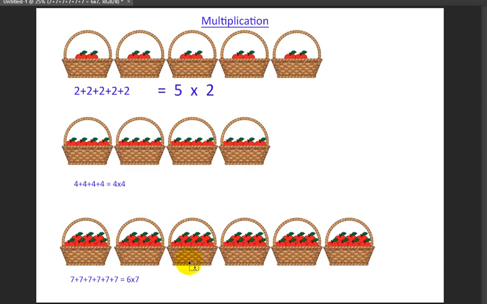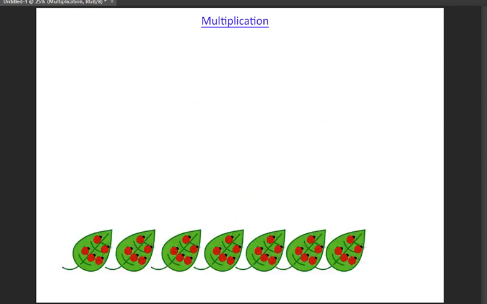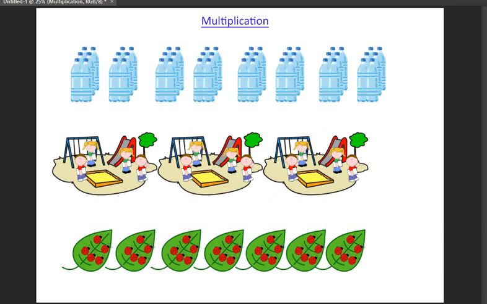Now, let's take all of this away. Let's erase all of this. Because what I want you to see is that this multiplication isn't just for apples, right? It can be used for many different things, if I want to add many different groups of things. So you can see here, there are packs of water bottles. You've seen things like this before, where we buy a pack of 6 water bottles, right?